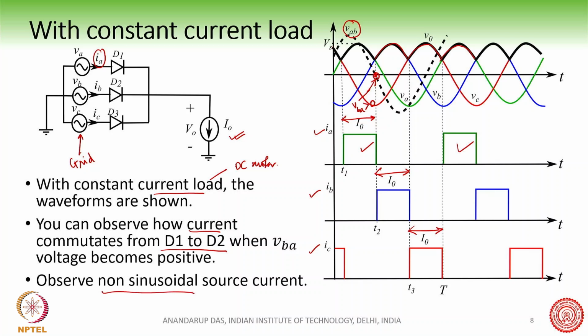It is non-sinusoidal, and as I am telling you, we will see this phenomenon happening repeatedly for this kind of rectifier, whether it is controlled or uncontrolled. Controlled rectifier means thyristor rectifier. This phenomenon will go on happening: the source current will become very much non-sinusoidal.